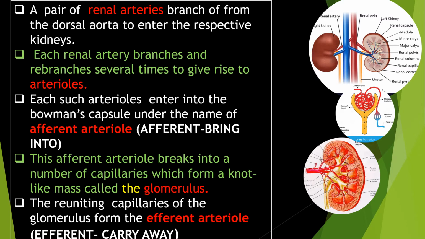A pair of renal arteries branch off from the dorsal aorta to enter the respective kidneys. What is the function of the renal artery? The renal artery supplies blood to the kidney from the dorsal aorta.